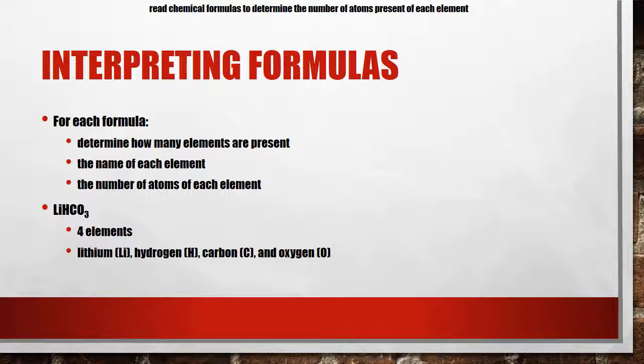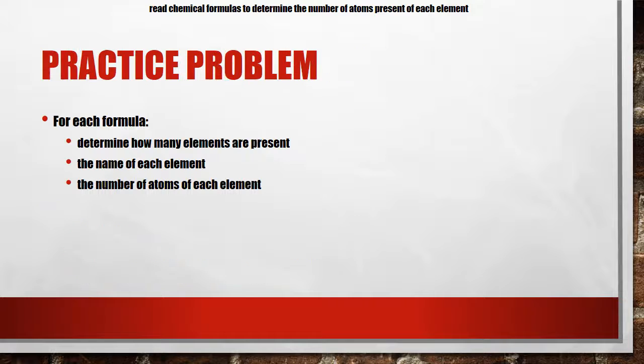And then as far as the number of atoms of each element, notice after the symbols for lithium, hydrogen, and carbon, there are no subscripts after those symbols. So there's 1 of each of those, 1 lithium, 1 hydrogen, 1 carbon atom. And then the subscript 3 after the symbol for oxygen indicates that there are 3 oxygen atoms.